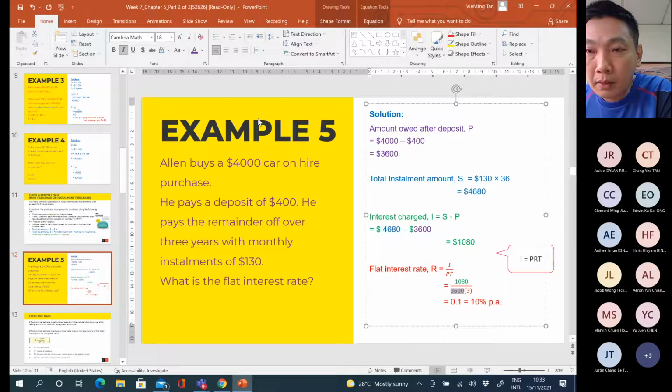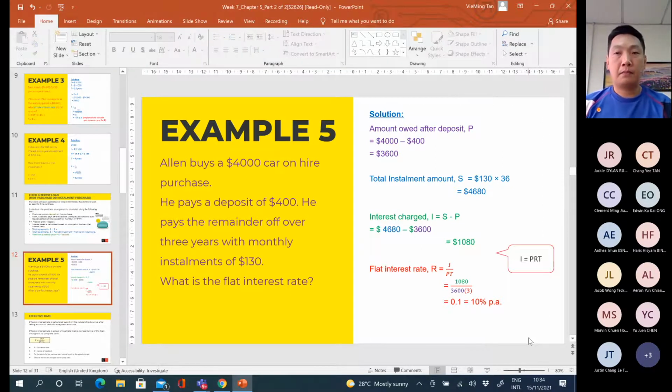Okay, then the T is 3 years. Because it's already in years, you do not need to change the unit of the T into any other unit anymore. It's already in years for this question, so just put 3 years. Simplify, it is 0.1, but we need to leave the final answer in percentage for the R. So we can put 10% per annum. So far so good?